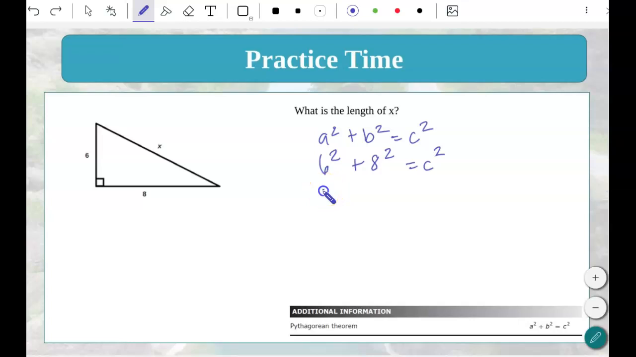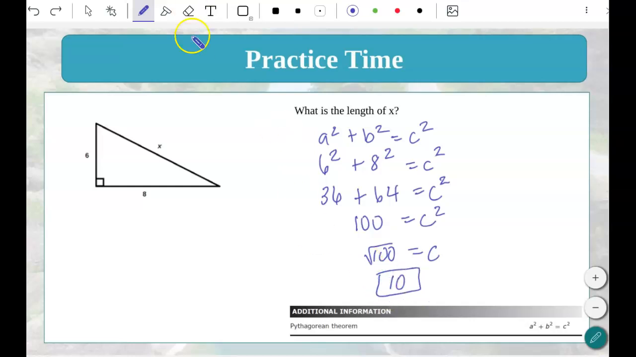We're going to square the 6, gets 36. We're going to square the 8, we're going to get 64. We're going to go ahead and add those together. 36 plus 64 is 100, and that is c squared. So c is going to be the square root of 100. So do the square root of 100 to get c, and that's going to be 10.